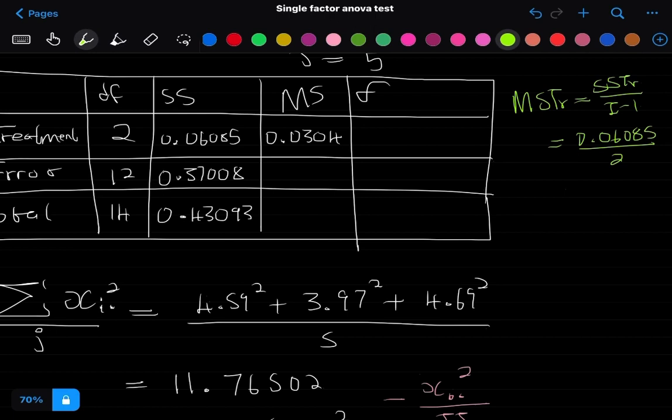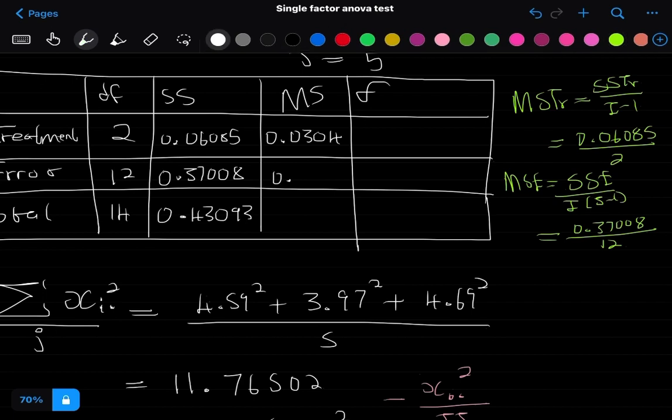And now the other one, mean square error, will be the sum of squares for the error divided by its degrees of freedom, which will be 0.37008 divided by 12. Which will be 0.03084.